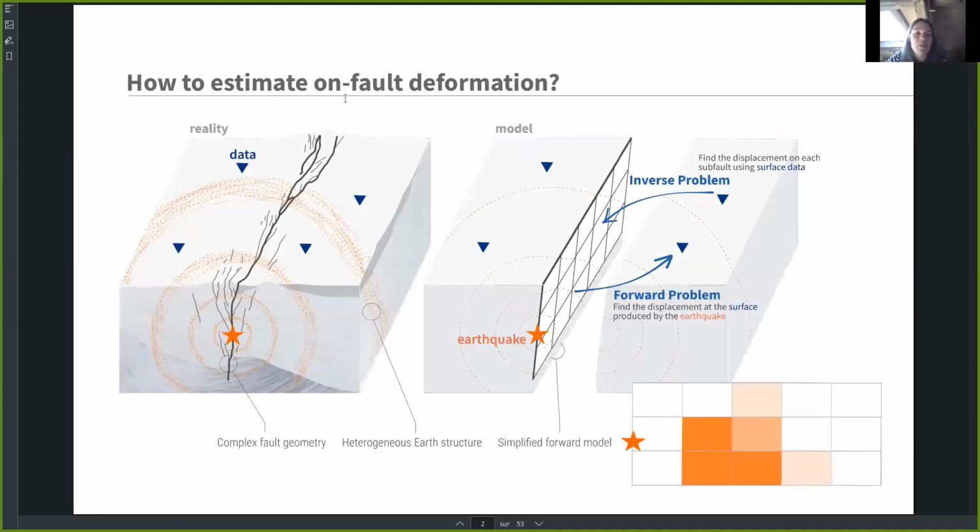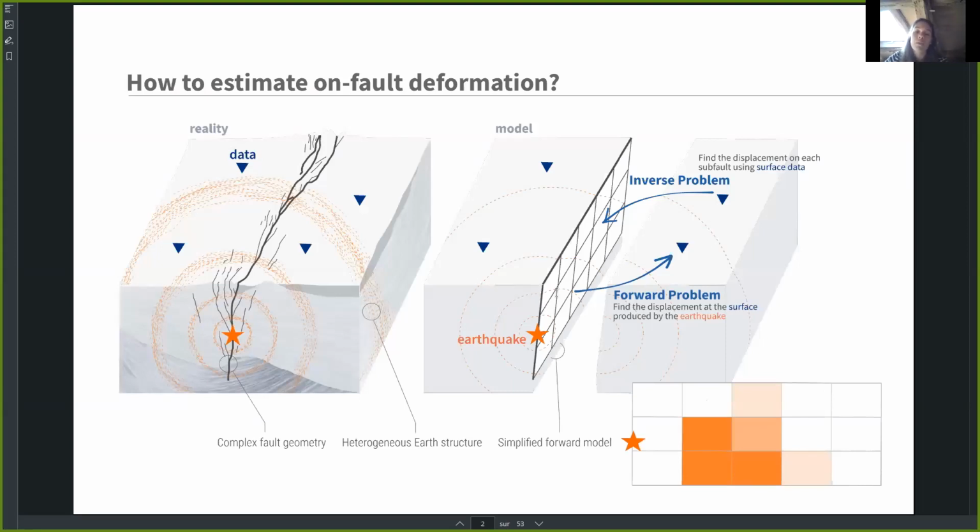If you look on the left, you have a representation of the reality. You have, for instance, an earthquake that occurs on a fault. The fault is complex, the medium is complex, and the deformation that occurs on the fault will produce a displacement at the surface. We measure the displacement with data. This data can be GPS, InSAR, or seismometers, for instance. What we do to estimate the on-fault deformation is to make an approximation of the reality. So we make an approximation of the medium, an approximation of the fault. For instance, what I do here is to consider a planar fault geometry. We divide this planar fault into very small pieces that are called subfaults.